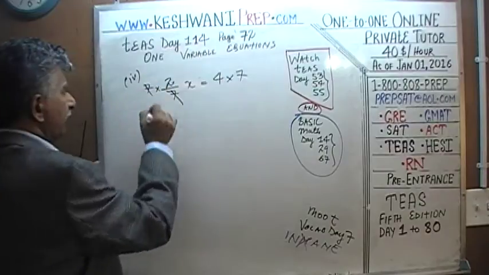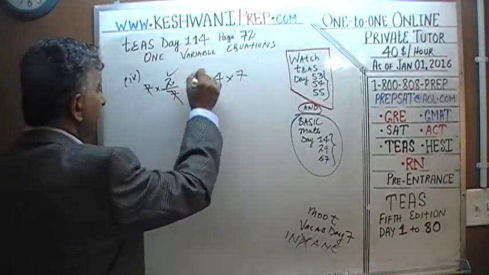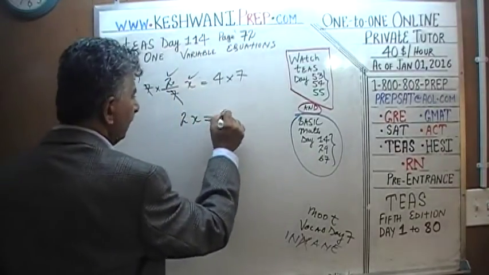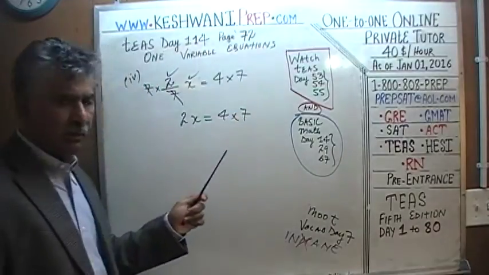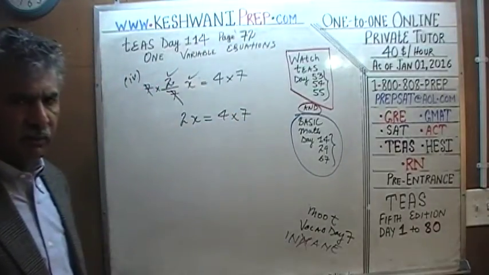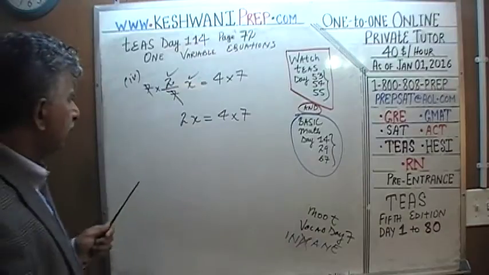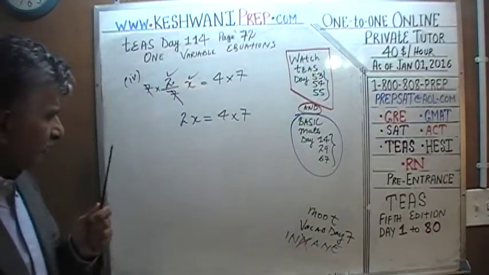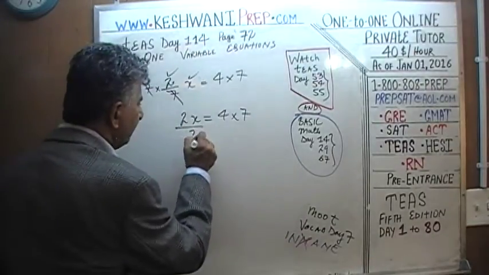This 7 is going to cancel out with that 7. We're left with 2x. 2x equals 4 times 7. Don't worry about what 4 times 7 is right now. Don't worry about it. We'll do it at the very end. We have 2x. We don't want 2x, we just want 1x. Divide both sides by 2.